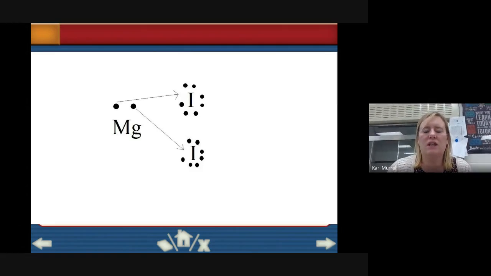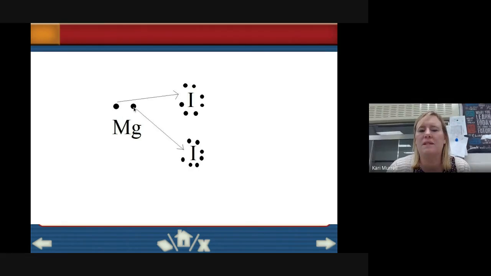Here we're going to take a look at how to draw this out. We have magnesium, which has 2 valence electrons, and iodine, which has 7. We are going to try and make all of these elements happy, so they need to have complete outer shells.